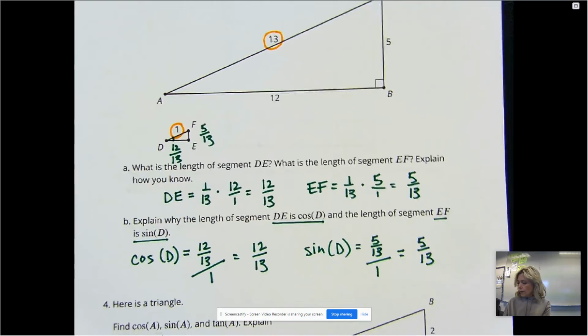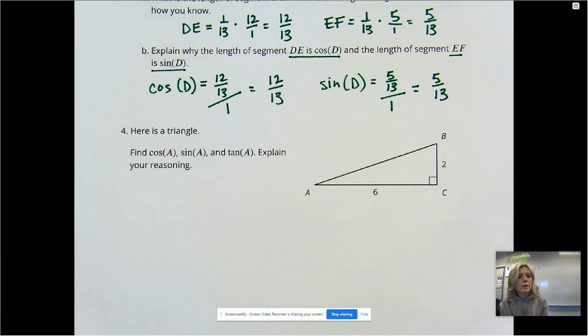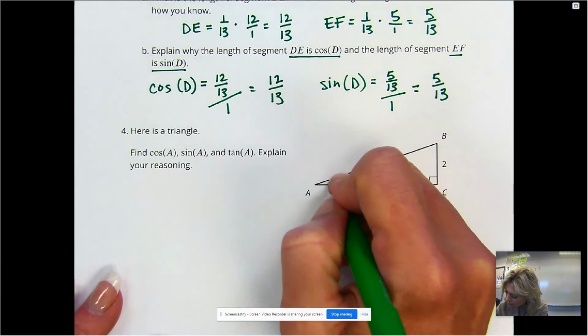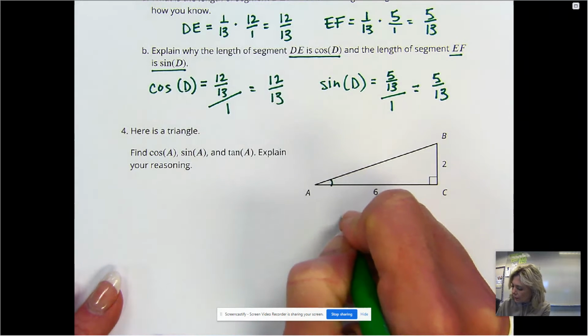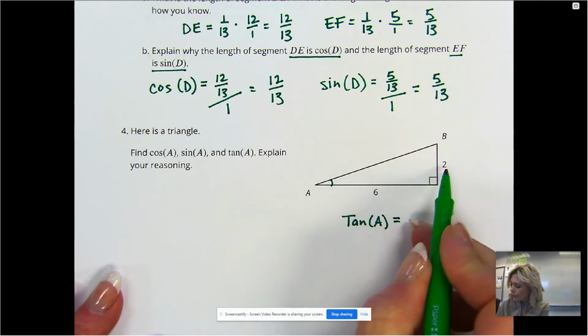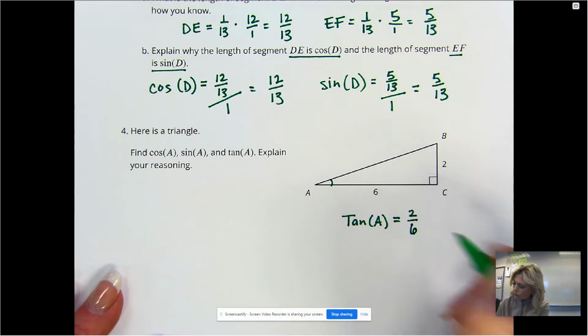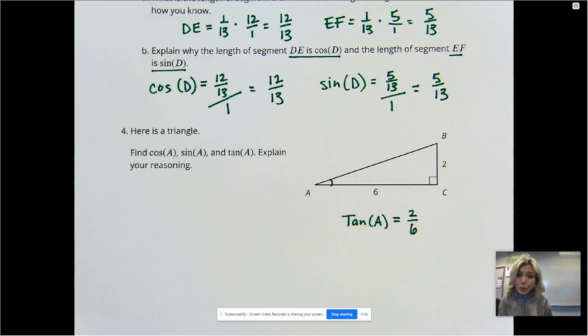Okay? All right, number 4. Here is a triangle. Find the cosine of A, the sine of A, and the tangent of A. Well, before we can do that, we have to figure out the hypotenuse because cosine and sine both require the hypotenuse. However, we can find the tangent of angle A. It's equal to the opposite leg divided by the adjacent leg. It's 2/6. So we don't need the hypotenuse for tangent, but we do need it for cosine and sine.